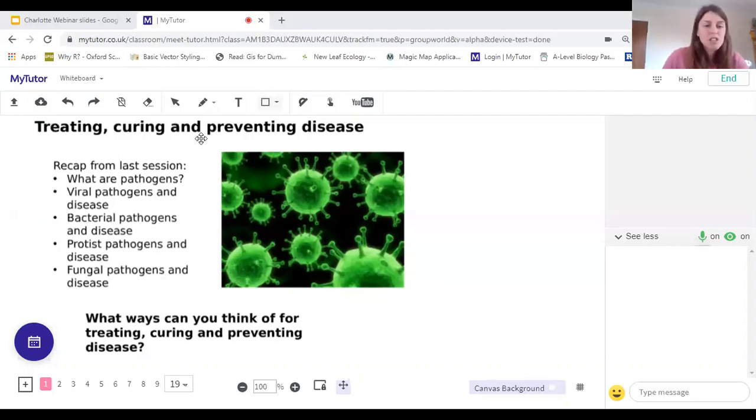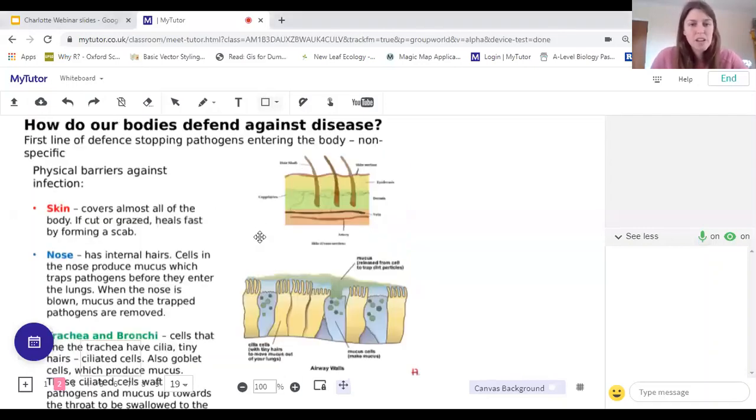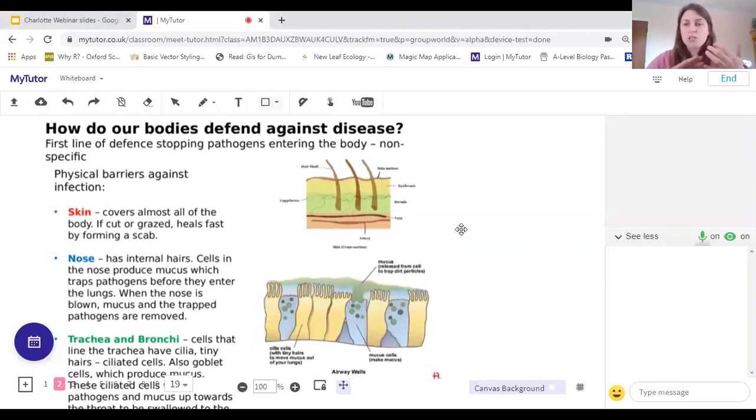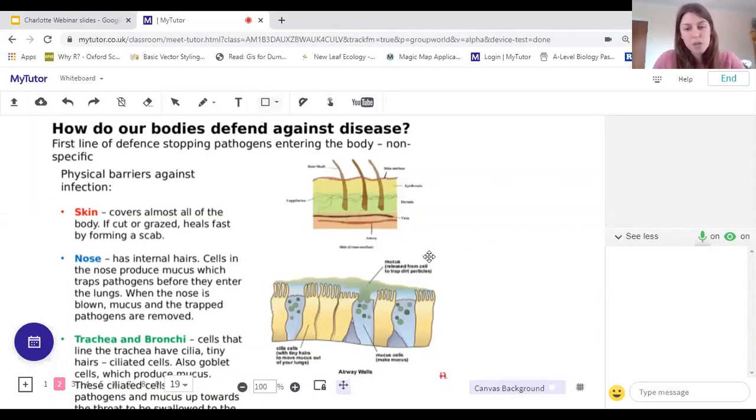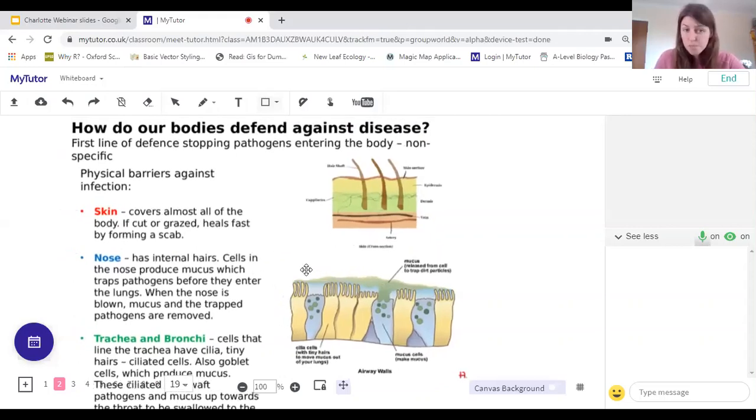Okay, so let's explore some of those ideas more then. Before we go into vaccinations or antibiotics or even our immune system, we're going to talk about what on the outside of our body helps us to defend against disease. We talked about this briefly last time, right at the end, but we need to go into it in a bit more detail according to what's on the specification. So our first line of defense against disease is the outside of our bodies. And we have several physical barriers against infection. So I'm going to underline physical there in red.